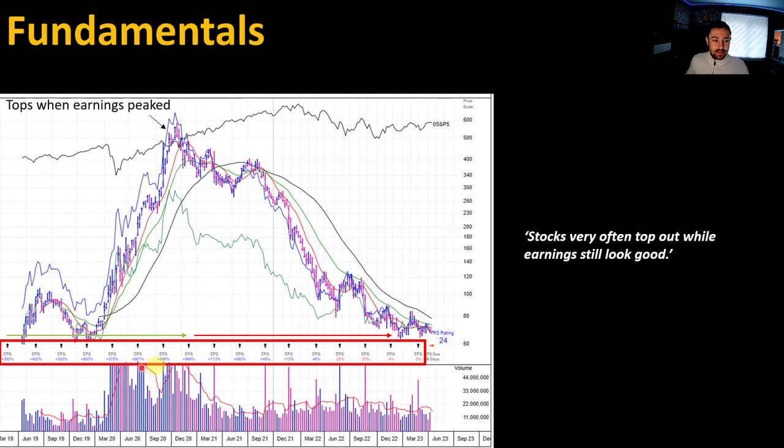So you see in here, 999%, 999%, but the stock tops out. Very interesting, isn't it? So the stock can very often top out when the earnings are actually at their peak. Why? Because the market often views things as, are things getting better or are things getting worse? So there was actually then a deceleration in the earnings thereafter.